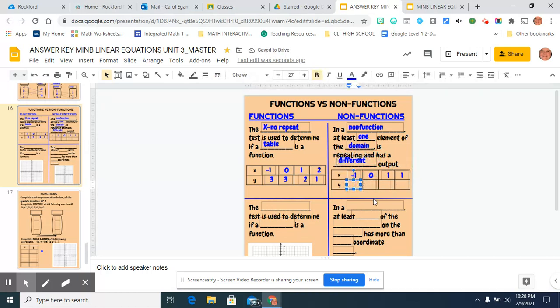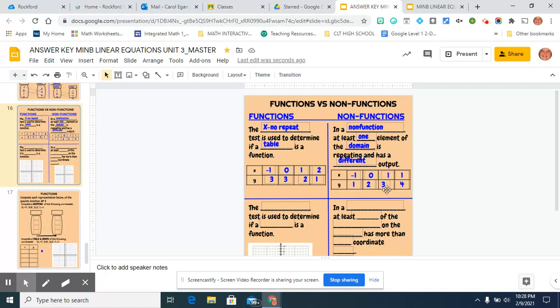So here, if I had 1, 2, 3, 4. Here, the 1 is repeating, and they have different ranges. That means you have an element that has more than one output associated with it. If I had just repeated the same exact coordinate pair, like 1, 3, 1, 3, where it's identical, then it would still be a function. But when it's listed more than once and they have different outputs, it makes it a non-function.